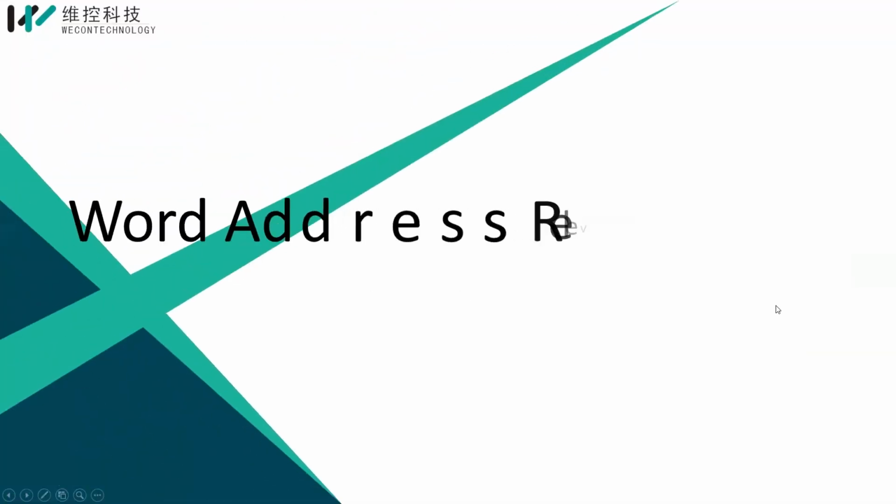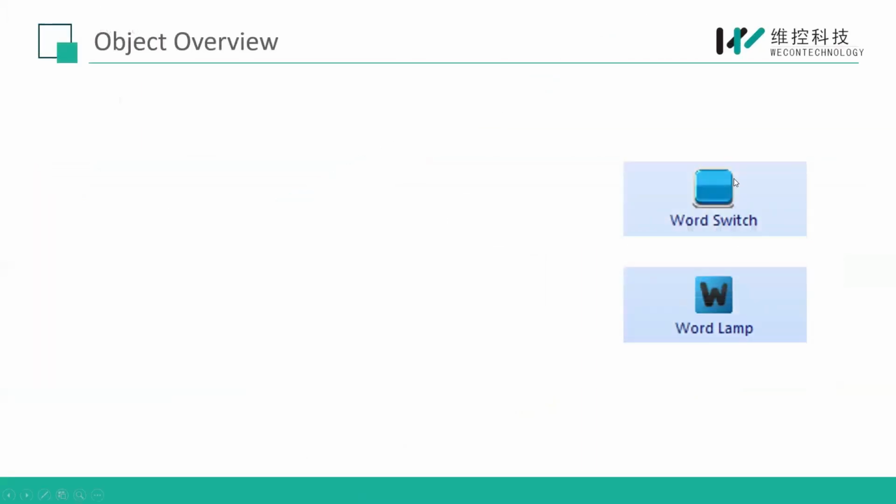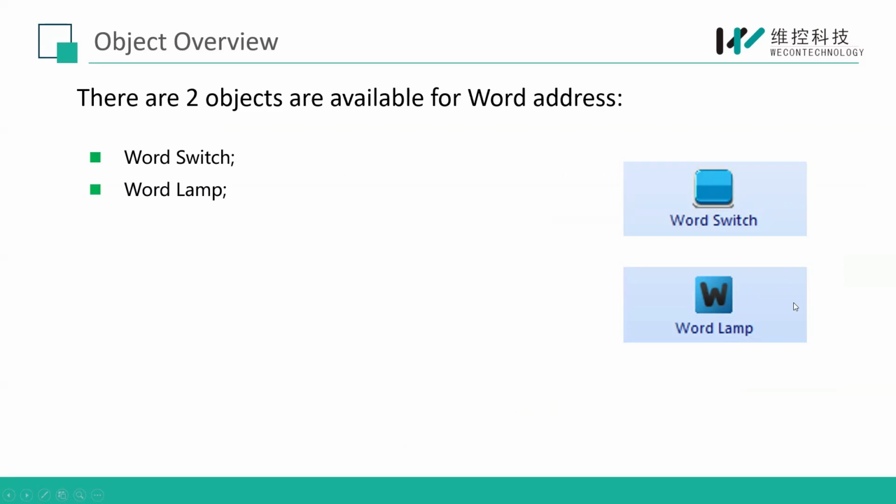Our next object is the word address relevant object. Many clients have a query regarding how we can use this word switch and word lamp. Both are used for word addresses like 16-bit addresses, 32-bit addresses, single word, and double word objects. So these two objects are available for word address.